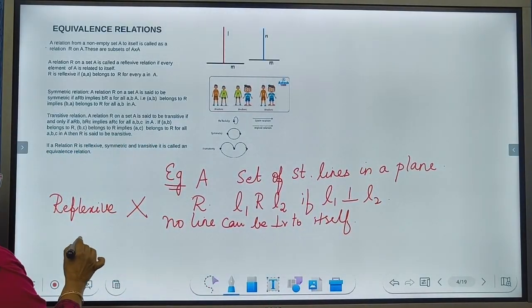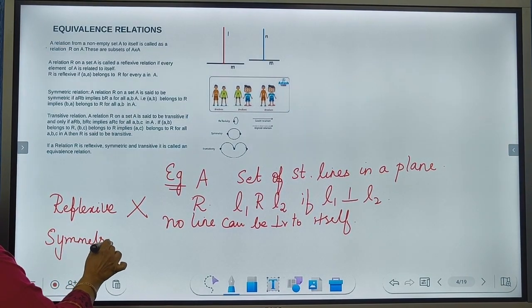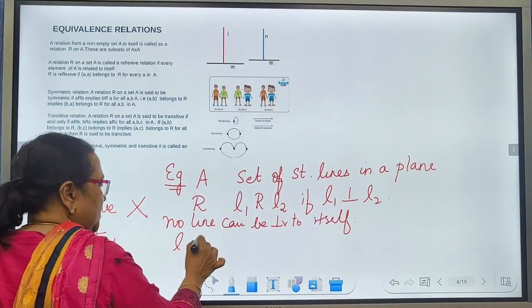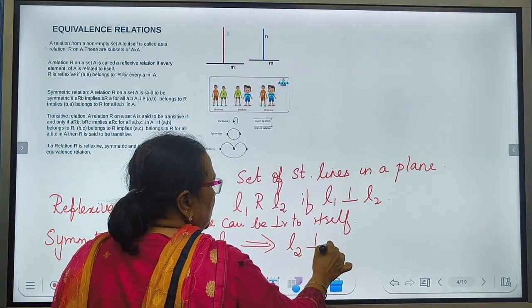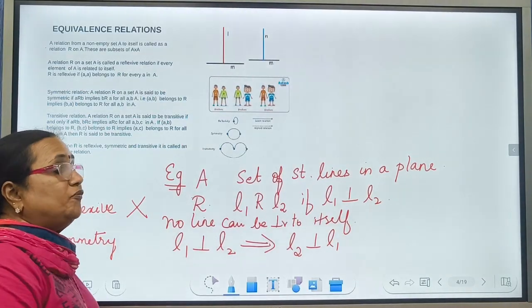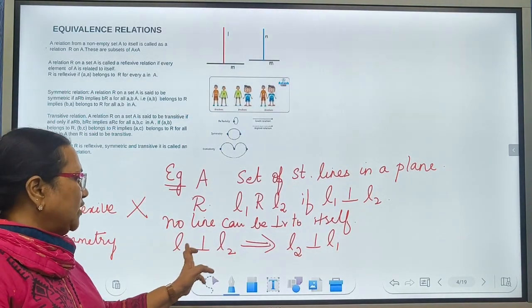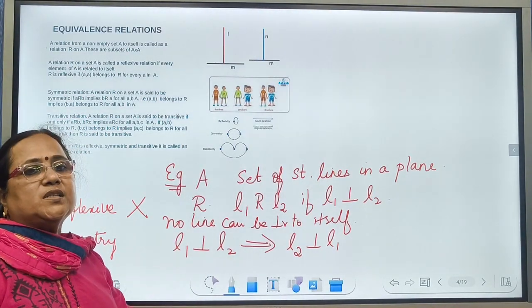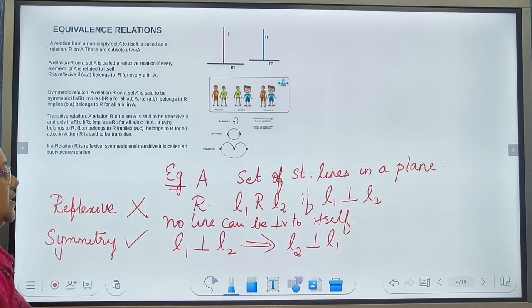Now, what about symmetry? If L1 is perpendicular to L2, it implies L2 is perpendicular to L1. If one line is perpendicular to another, the other line is perpendicular to the first one. Therefore, this is true for any choice of two straight lines which are perpendicular to each other. You consider two lines L1 and L2. Suppose L1 is perpendicular to L2, it means that L2 is also perpendicular to L1. So the symmetric property is satisfied.